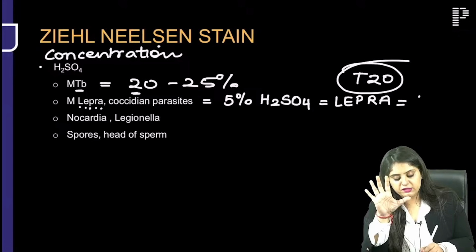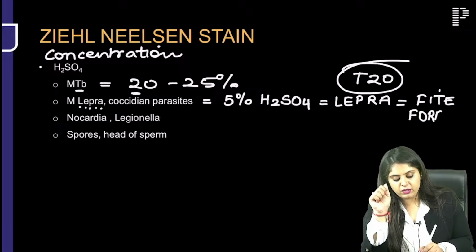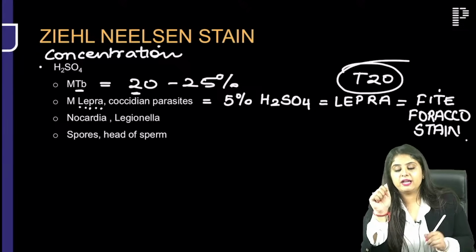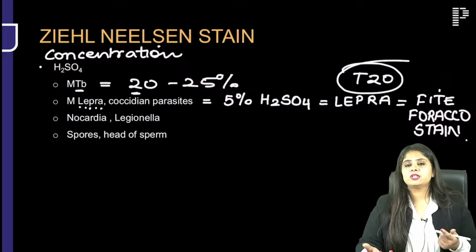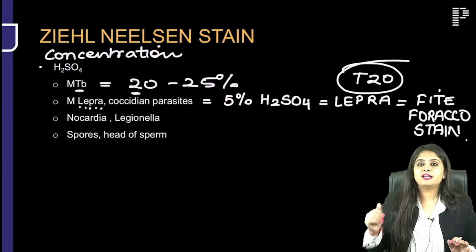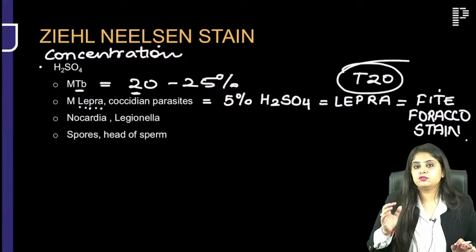And do you know what this is known as? This is known as the Fite-Faraco stain. So now they will ask you, what is the Fite-Faraco stain? It will come as a viva question. Because when you answer all questions of Zn stain, then the examiner will say, somewhere I have to catch this student.